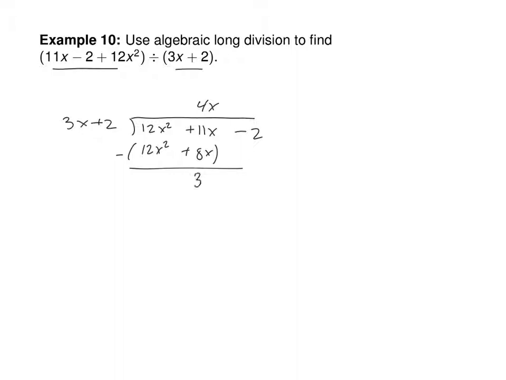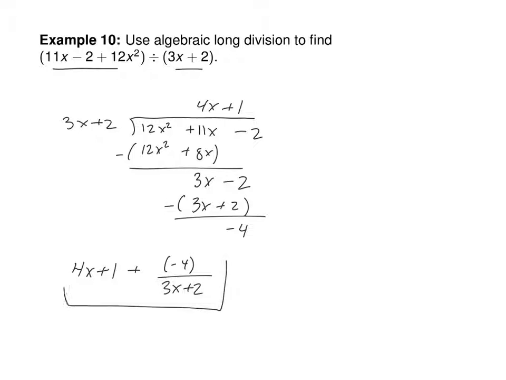3x minus 2. So what do you multiply 3x by to make it match 3x? 1. So 3x plus 2. And do those 2's cancel? No, they are negative 4. So your answer is 4x plus 1 plus negative 4 over 3x plus 2. You could also say minus, and that wouldn't be a problem. Does that make sense? Instead of plus and negative, you could just say subtraction.